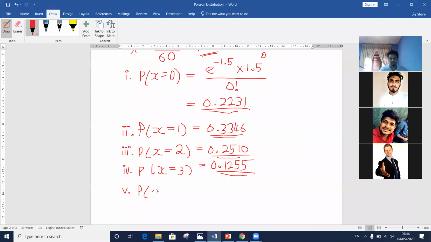More than 3 calls means what? X being greater than 3. This is what we need to find. More than 3 calls per minute.